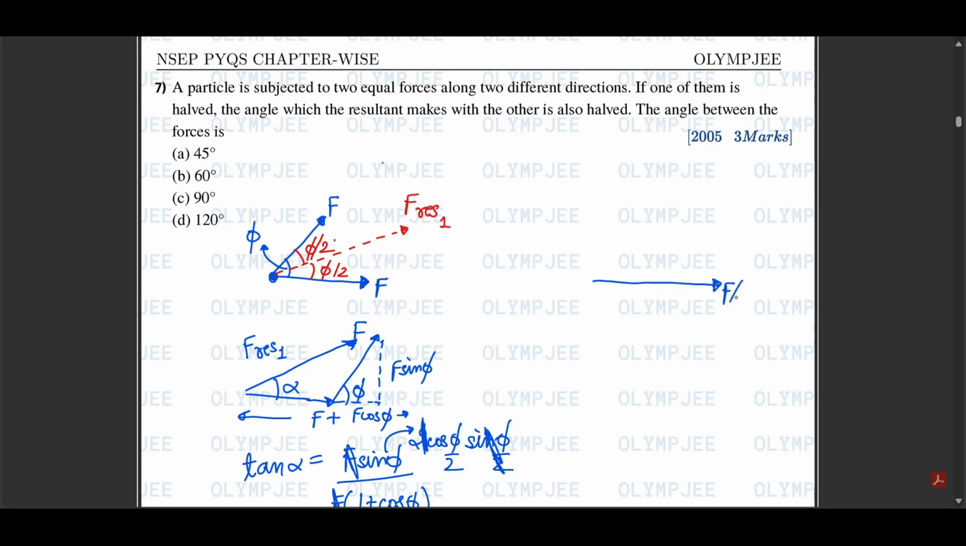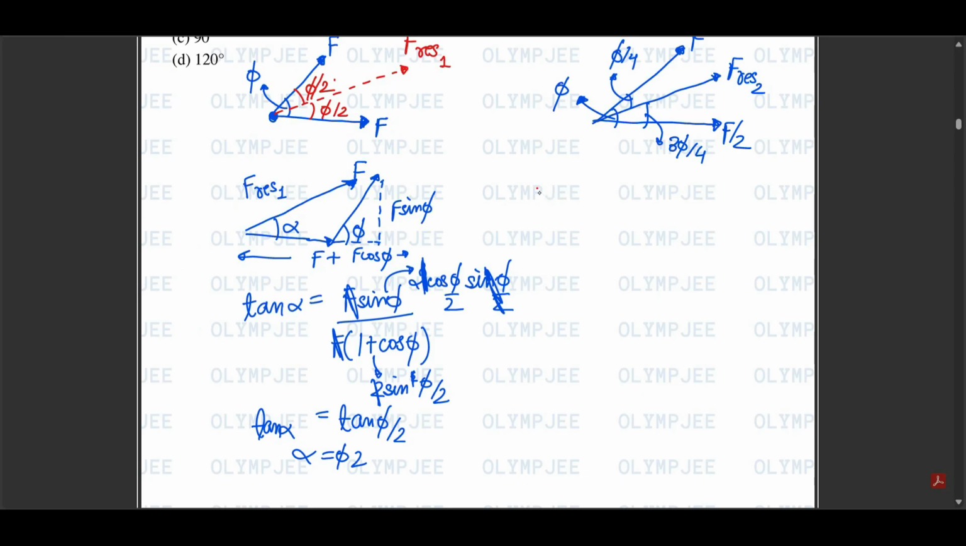So if this force is halved, then the angle is still phi, right? But the resultant is making half the angle of this angle with this force. So they are saying that this angle becomes phi by 4 and this angle becomes 3 phi by 4. So we will get two equations now. First, from this diagram, it will be tan phi by 2 is equal to f sin phi by f plus f cos phi, right? Because this is phi by 2. And if we see from this triangle, then it will be f sin phi by f plus f cos phi.